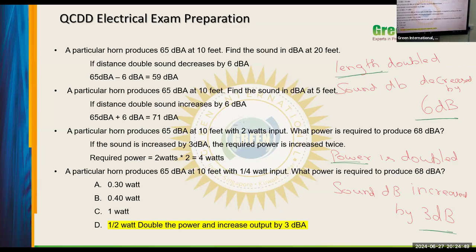So now we come to this question. Here we have a horn. I am standing 10 feet away, and I hear 65 decibels. The horn has a 2 watts capacity, but I am not able to hear the sound because I am sitting in this place only. So I need to increase the sound level. How do we increase the sound level? By increasing the power.